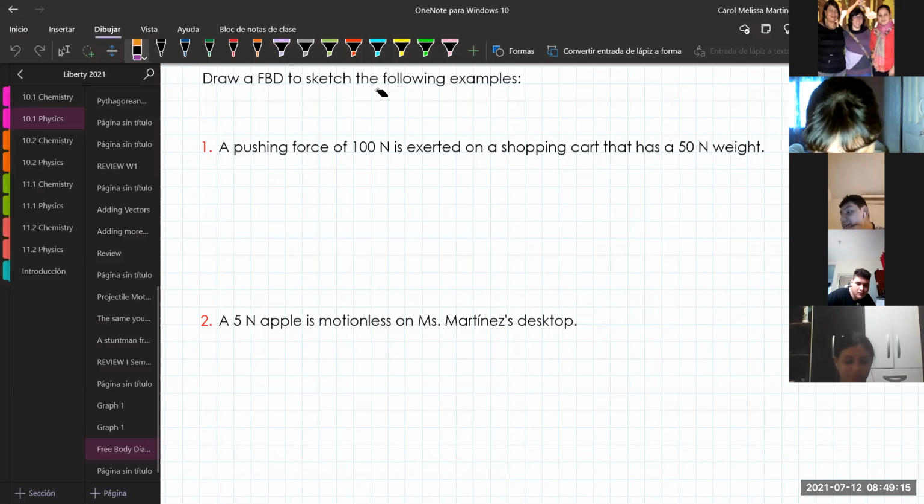So I'm just going to do here a shopping cart, okay?